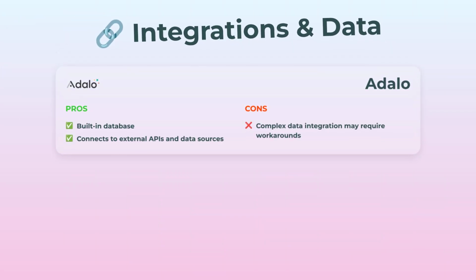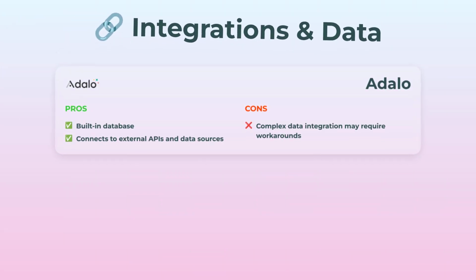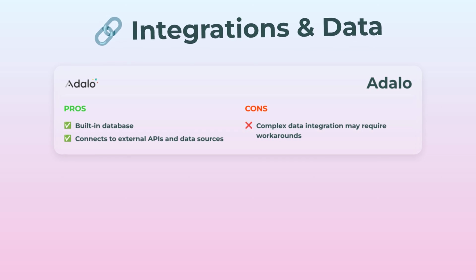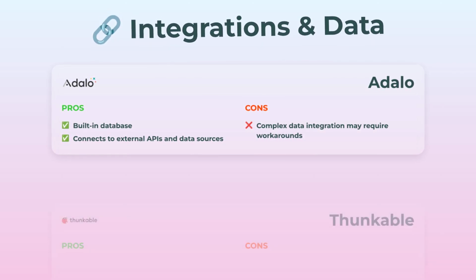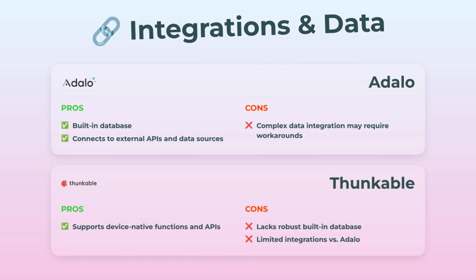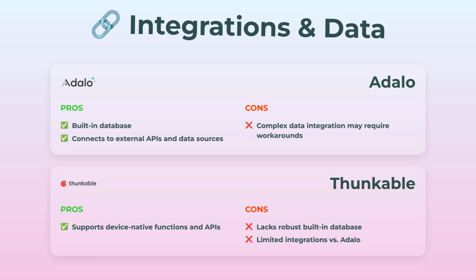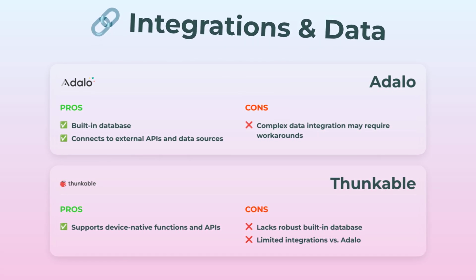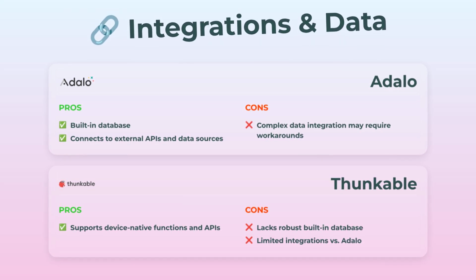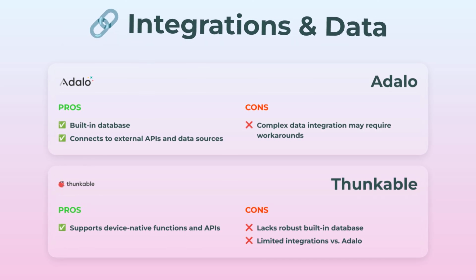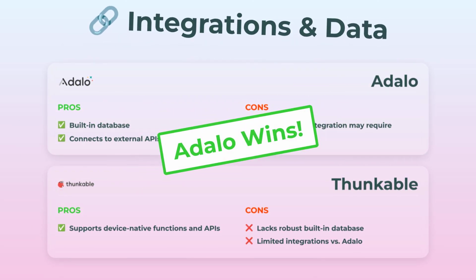Alright, let's dig into integrations and data because this is where things can make or break your app. Adalo has a built-in database and connects out to external APIs and data sources, which is kinda huge. If you want to go wild with data, you can, though sometimes integrating really complex stuff needs some workarounds. Thunkable is cool in that it lets you tap into device-native functions and APIs, but here's the drawback. Its built-in database just isn't as beefy as Adalo, and honestly for integrations you'll hit a wall faster than you would with Adalo. So if connecting things easily is your jam, Adalo wins this round, no contest.